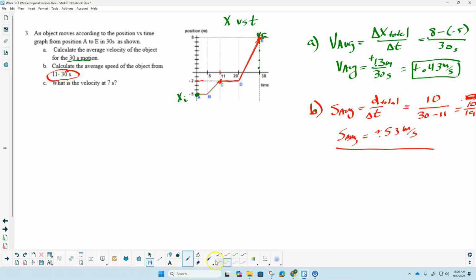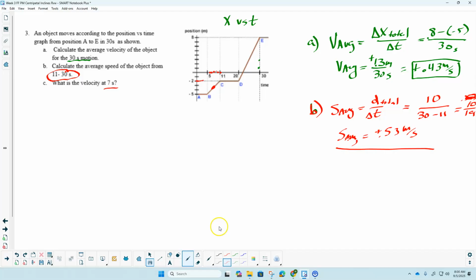The last part here is just trying to find a velocity at a moment in time. So at a moment in time, at an instant, at 7 seconds, we want to know the velocity. And it's hard to tell exactly where 7 seconds is here, so it's hard to get the exact right value for that.